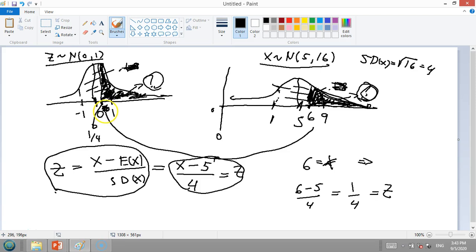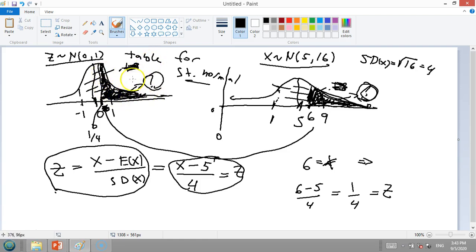Okay? And all I need to do now is look at tables, something called a table for standard normal. Just look it up on Google. There's all kinds of tables there, if you want. It depends on how the table is organized and what probabilities the table is giving you exactly, okay? I need to know the area to the right of 0.25 in particular, okay?